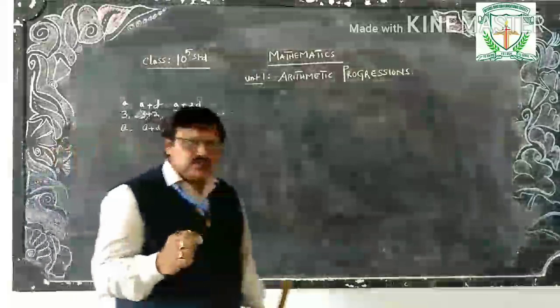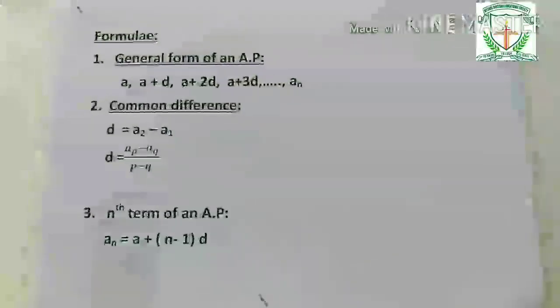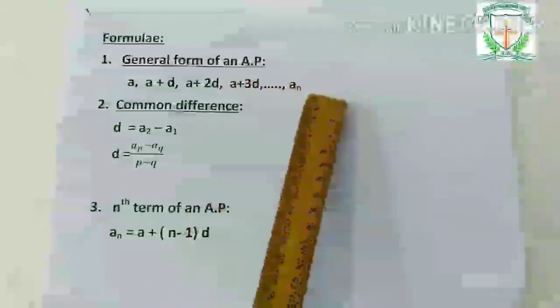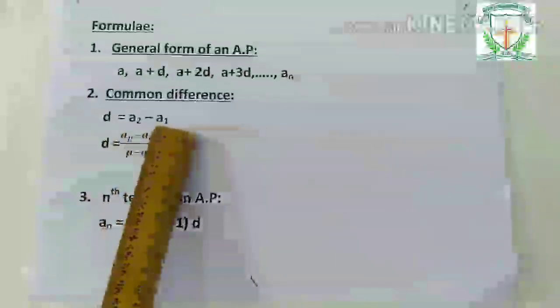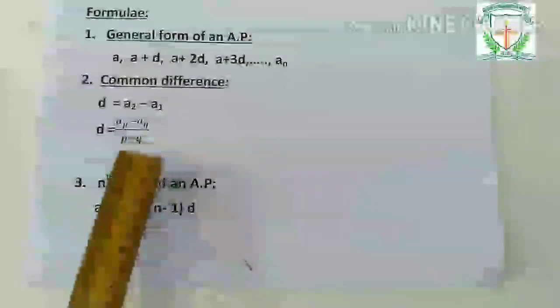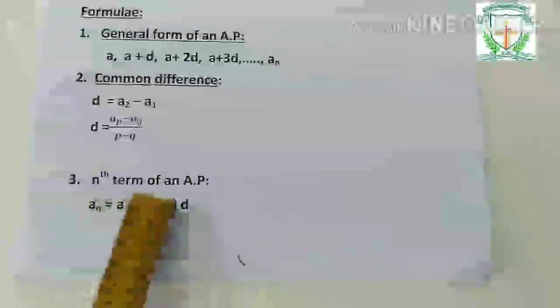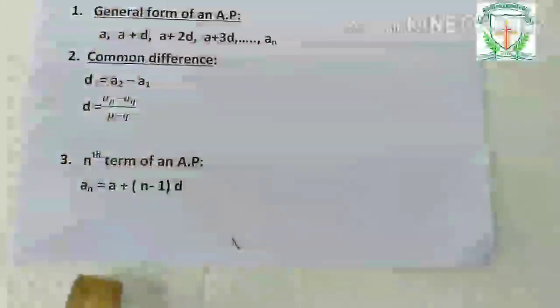So we can use the formula like this. Students, I can say that the general form of an AP is A, A plus D, A plus 2D, A plus 3D, the last term is An. Common difference you can find using the formula A2 minus A1. Another formula is D is equal to (Ap minus Aq) by (P minus Q). That formula I use on some problems, you can understand at the time. Nth term of an AP is An is equal to A plus (N minus 1) D. Write down all these formulae and learn that.